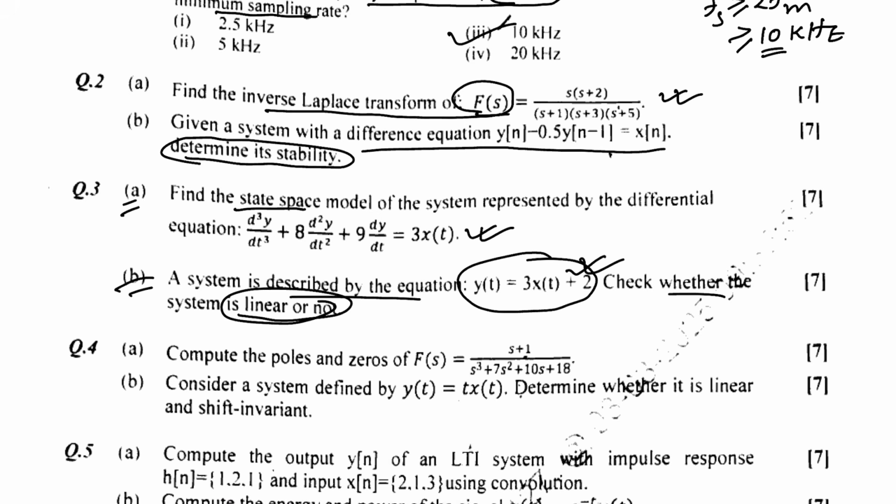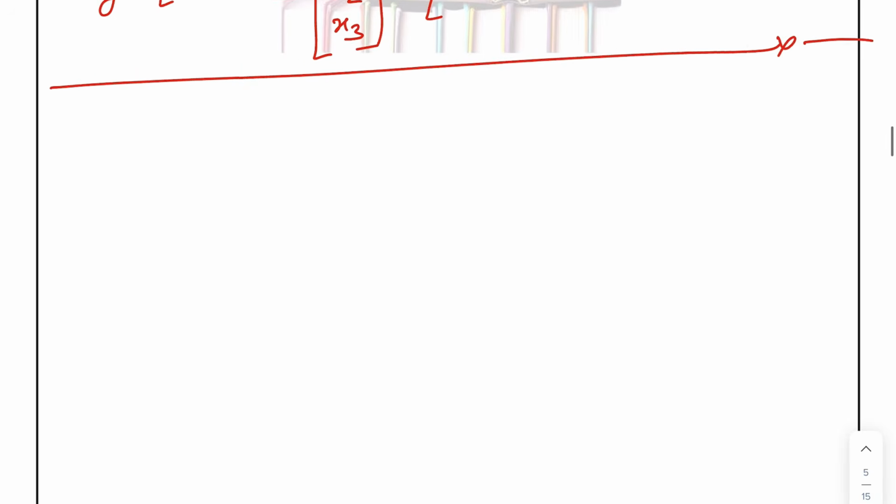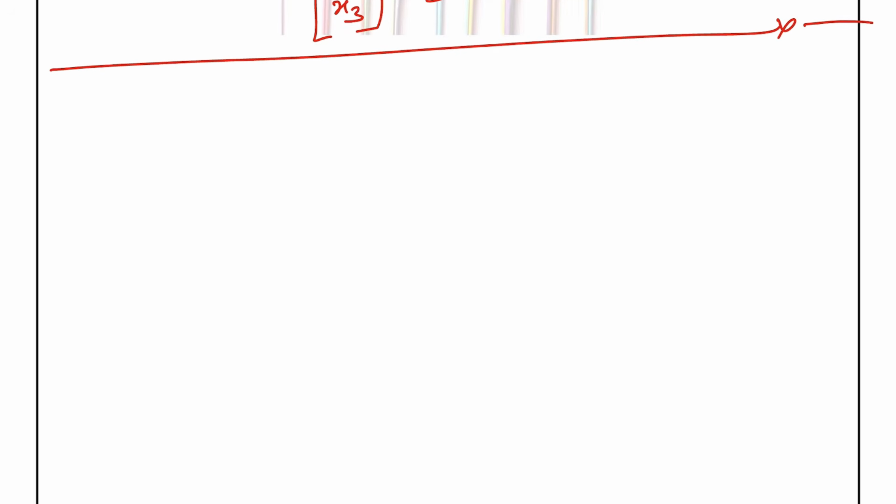This question is already solved in the previous year lectures. You can see and solve this one. Obviously, as there is a constant term of 2, it is non-linear. By the way, I will provide some steps. You can try later.